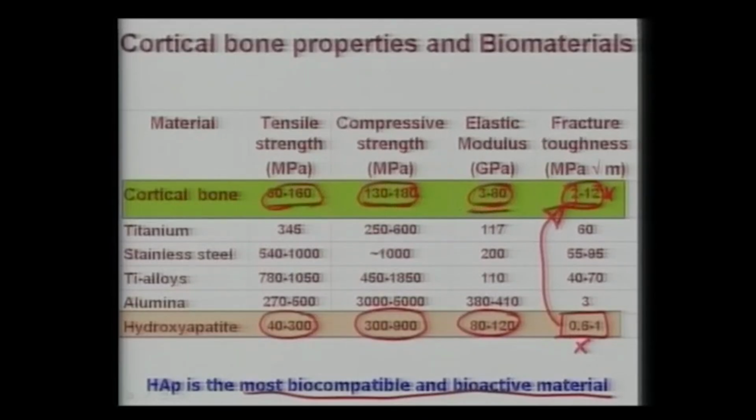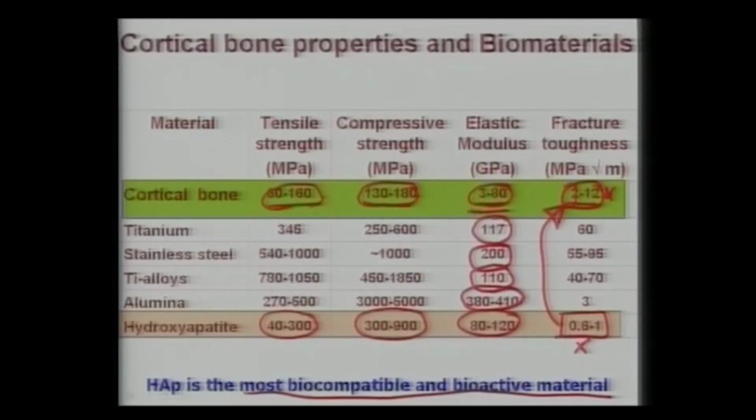Now, if the elastic modulus is very high, what will happen? The material will carry most of the load instead of the natural tissue which surrounds the synthetic material. For example, titanium has an elastic modulus of 117, stainless steel 200, titanium alloys again around 110, and alumina is very high, around 400 gigapascal. The magnitude of this elastic modulus clearly shows that pure titanium and pure alumina, if used, really overshoot the cortical bone properties.